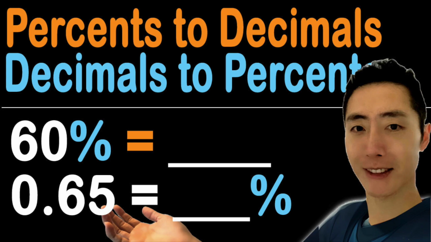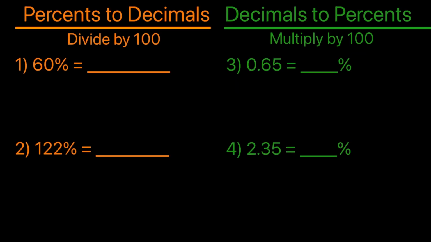In this video, I'll be going over how to convert percents to decimals and decimals to percents. When you're converting percents to decimals, you want to divide the number by 100. Whereas decimals to percents, we want to multiply by 100. So from here, you can see the orange section is for percents to decimals, and green section is for decimals to percents. So the first example we have, we're converting 60% to decimal.